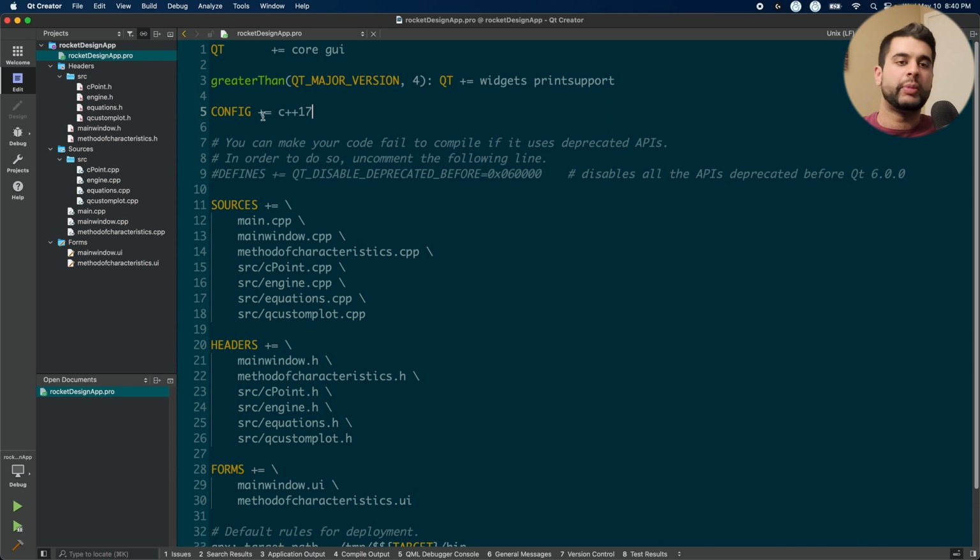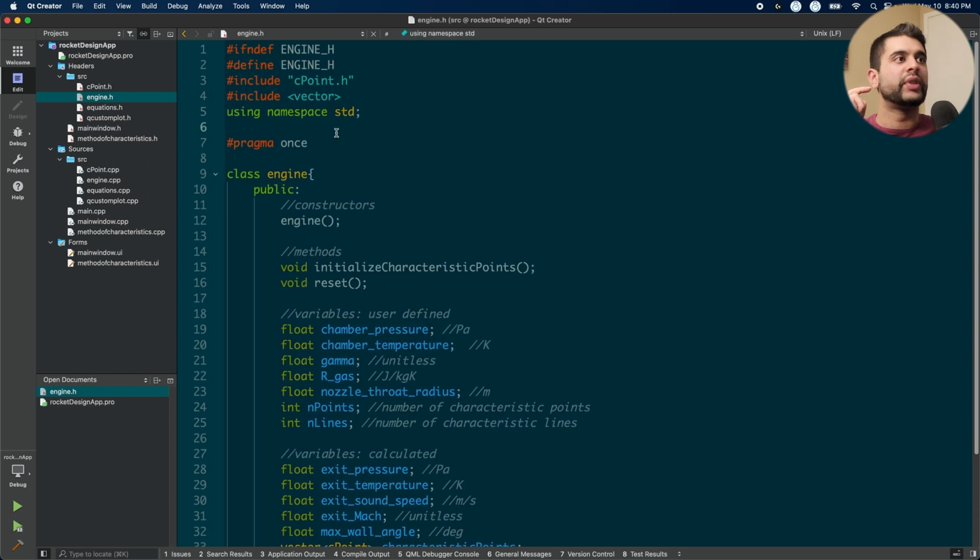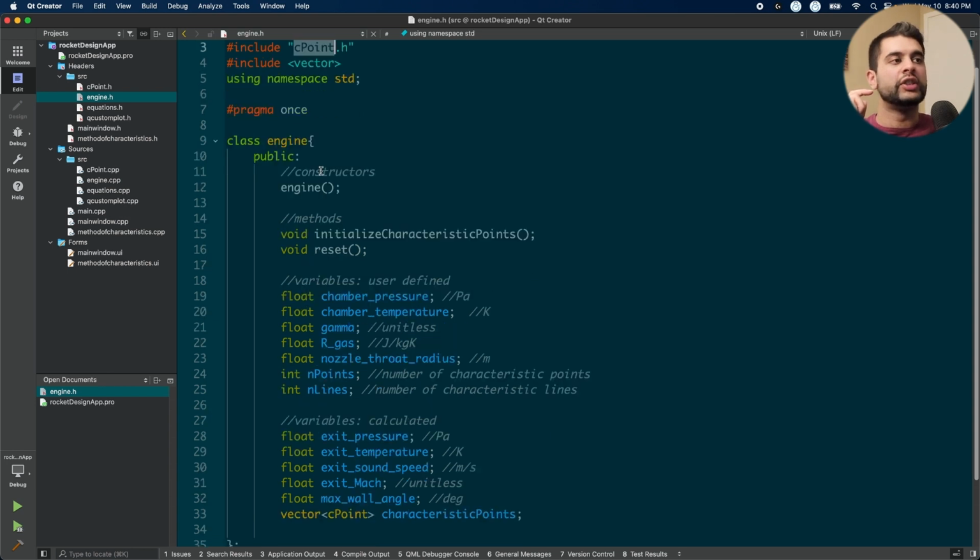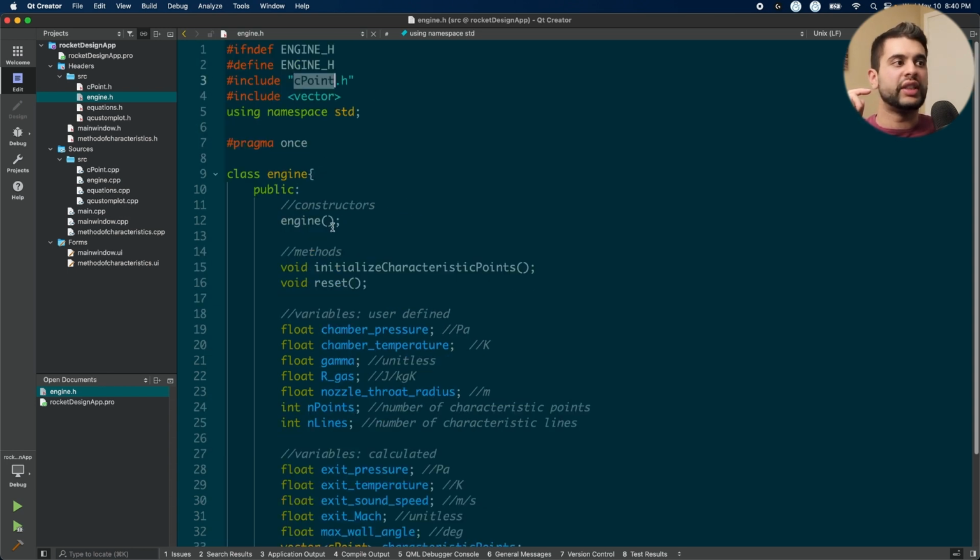You need to have a bunch of classes. The first one is the engine class. Let's look at that here. We have the point class included within the engine class because you will have a vector of points. So the constructor is the engine itself. You have two methods, initialize points and reset. And then you have all the class variables.